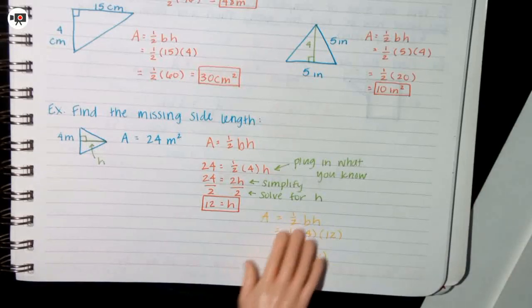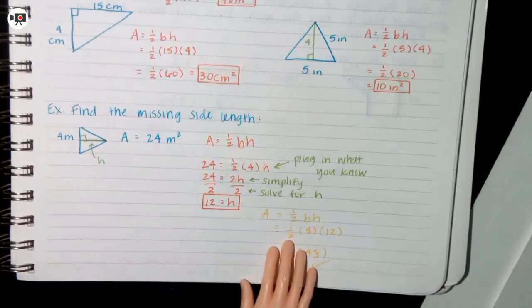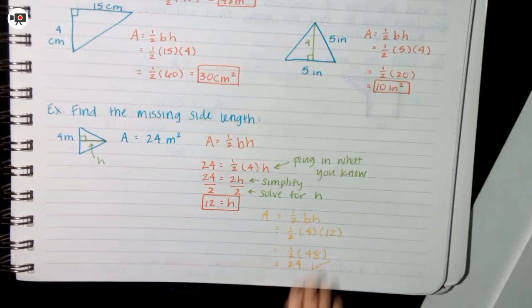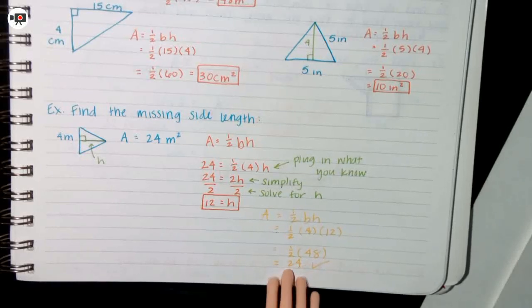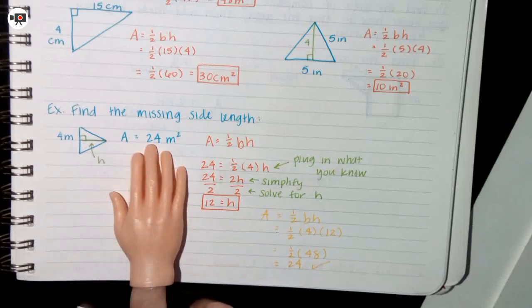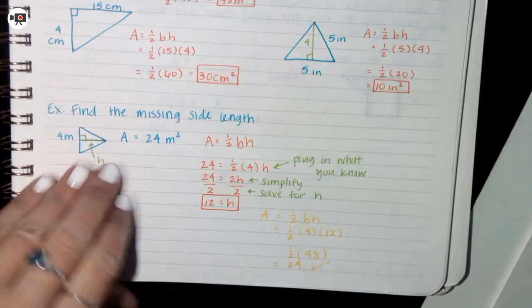I could plug these all back in and see if my area matches. So if I have half of 8 times 12, that's 4 times 12. 4 times 12 is 48. Half of 48 is 24. And we were told the area is 24. So since they match, I know that I did this correctly.